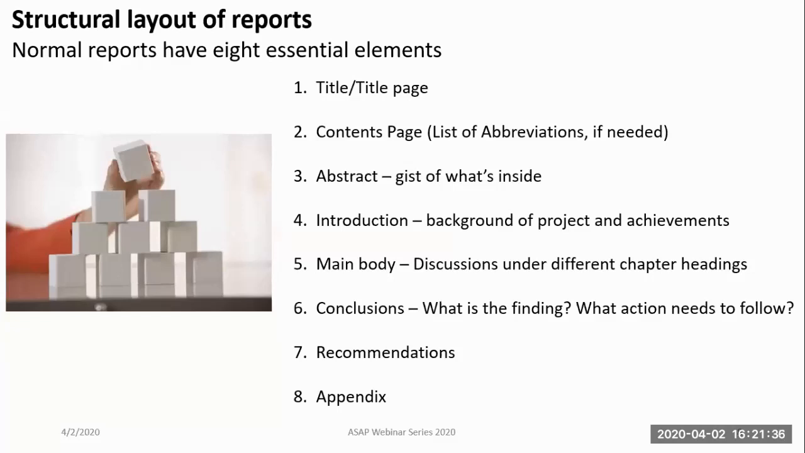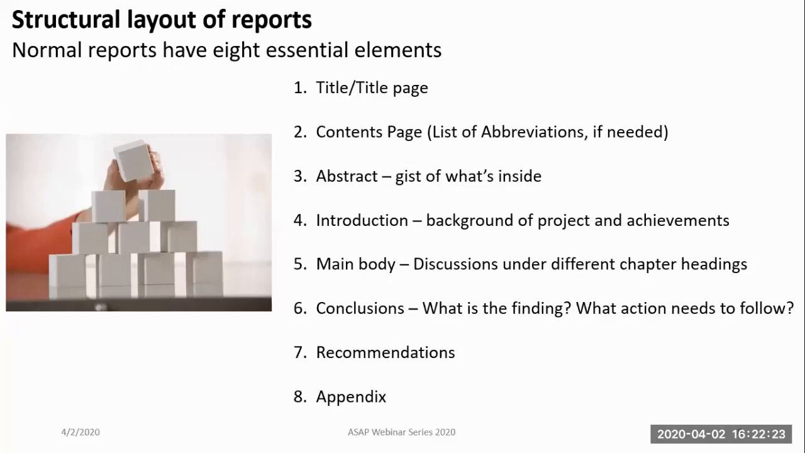And there has to be a contents page in which you list what is inside in different sections. And if you are using a lot of abbreviations, it's also proper to give, after the contents list, a list of abbreviations or short forms you have used. For instance, you are going to use ADB in many places. So you write in that list of abbreviations, ADB means Asian Development Bank. So you explain all the short forms that you are using. And then you write an abstract or a gist of what is inside. That gives a snapshot or a bird's eye view of the entire report.